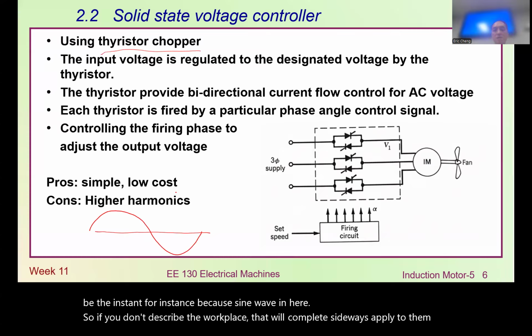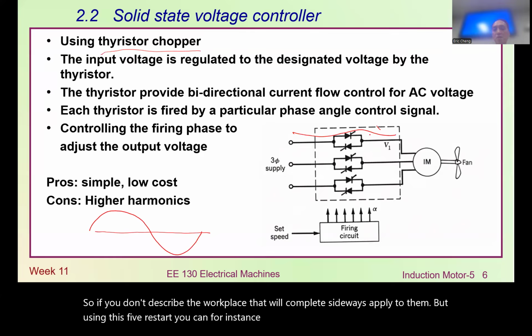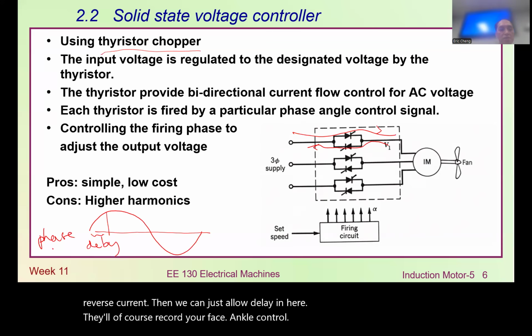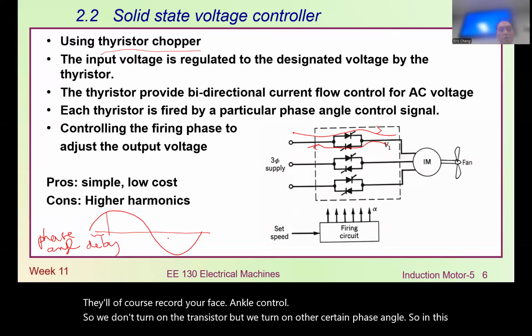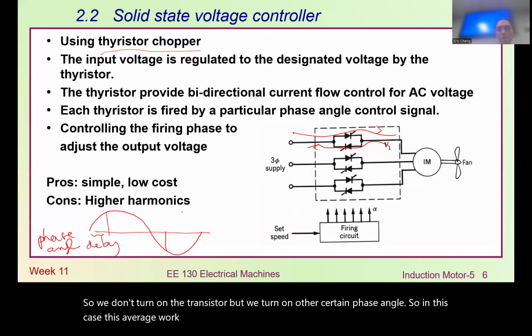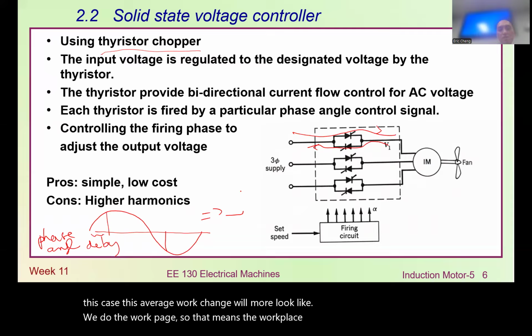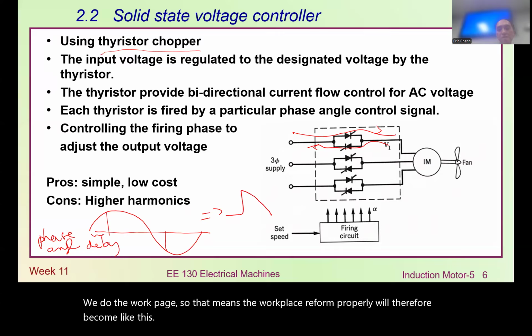But using this thyristor, for instance, this one is for the forward current, and that one is for the reverse current. Then we can allow a delay here, which we call phase angle control. We don't turn on the thyristor immediately, but at a certain phase angle. In this case, the average voltage looks like a reduced voltage. So the voltage waveform will become like this.